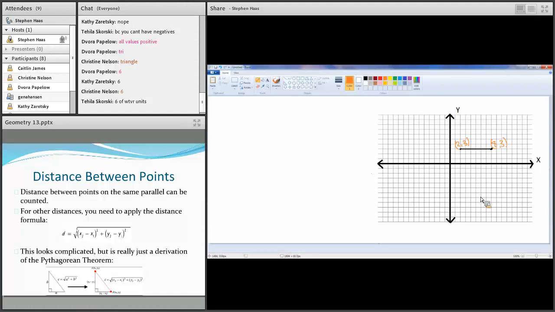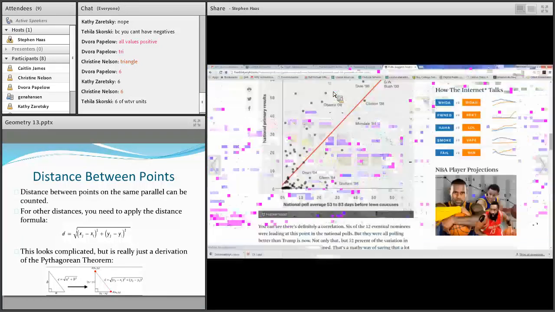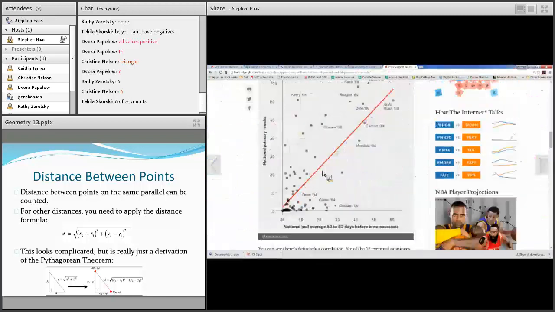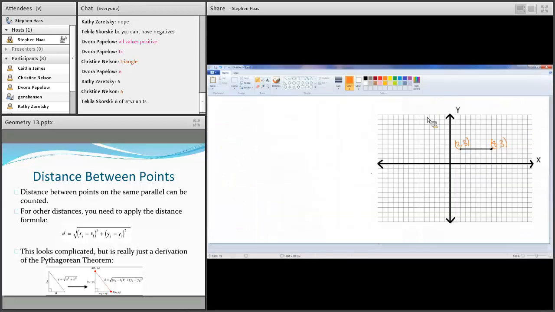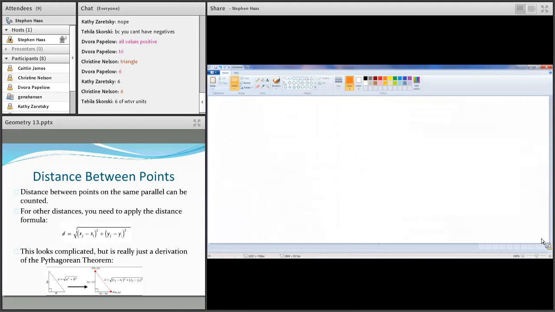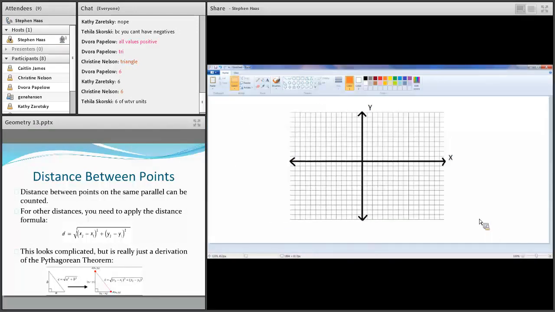In that Nate Silver graph that we saw a little while ago, what were the units of this one? Well, the units of this one were 10 points per box. Each box on the x-axis and each box on the y-axis related to percentage points. Okay, pretty self-explanatory. Now let's look at the more complex case. And the more complex case is when we have points that are not on the same line.